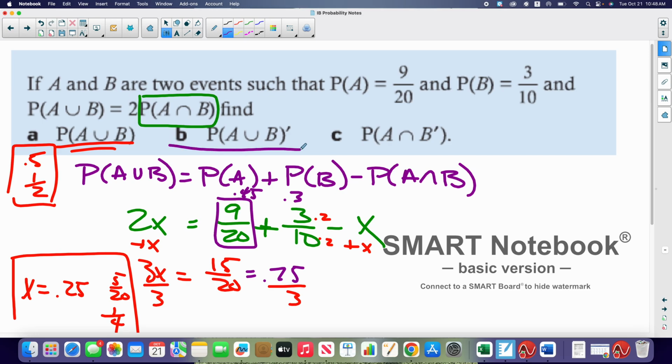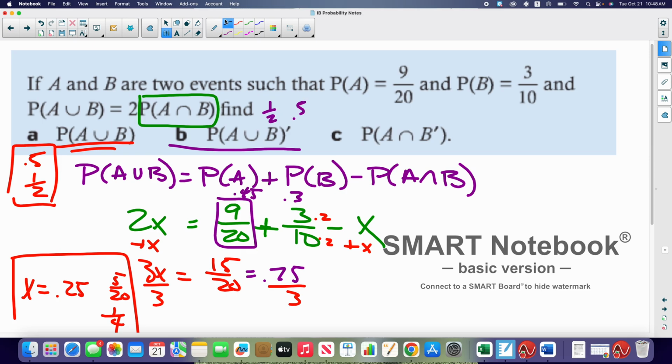Part B. Somebody read that for me. That is the probability of what? Not A or B. Yes, this is the probability of not A or B. So if this is the probability of A or B, and this is the probability of not A or B, what would it be? 1/2. Also 1/2, because 1/2 is everything. The probability of A or B is 50% basically. The probability of not being A or B is 50% as well. So this is 0.5 or 1/2.